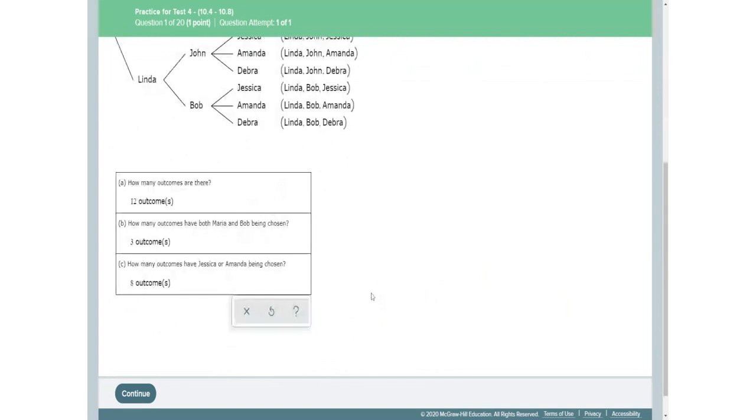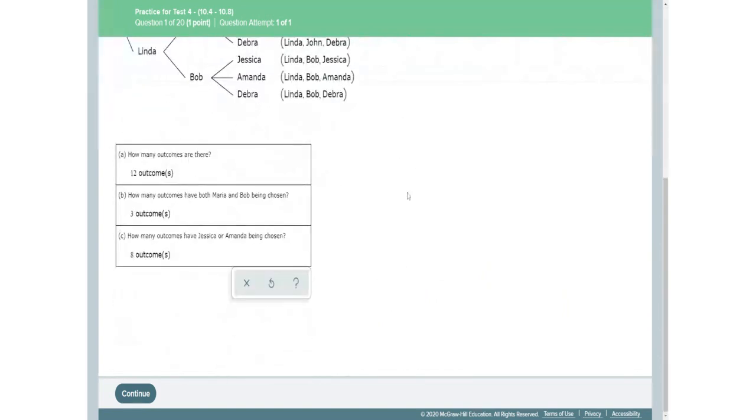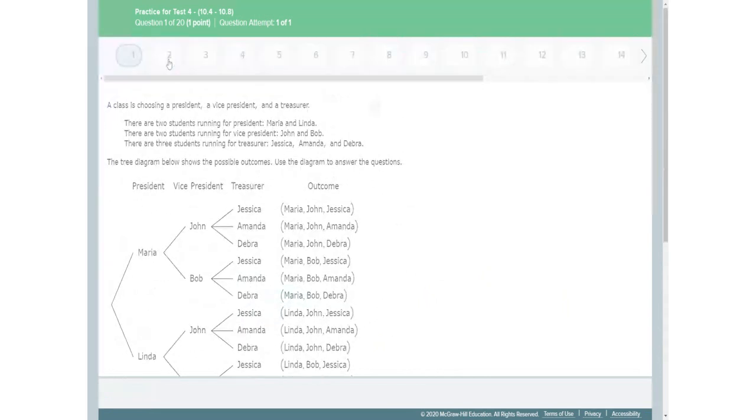All right, so all they're doing is just about outcomes. They're not asking about probability yet.